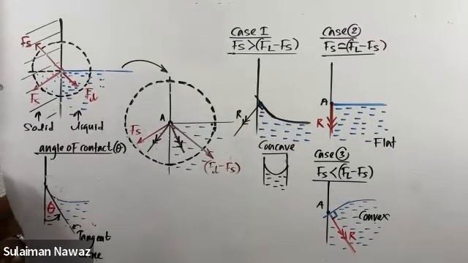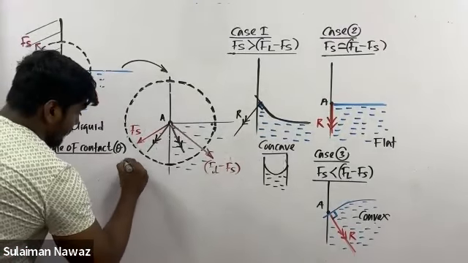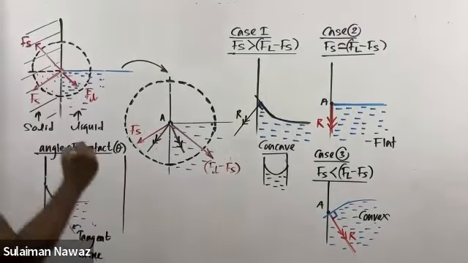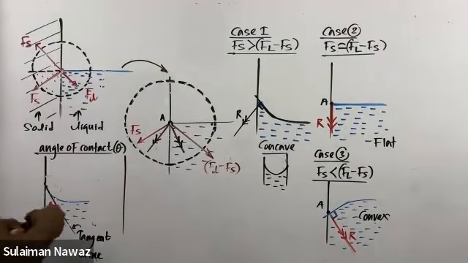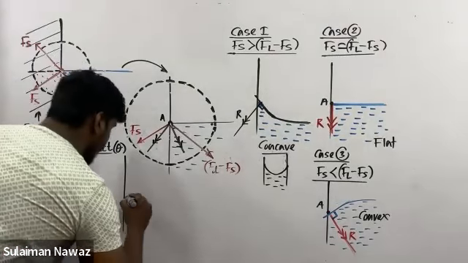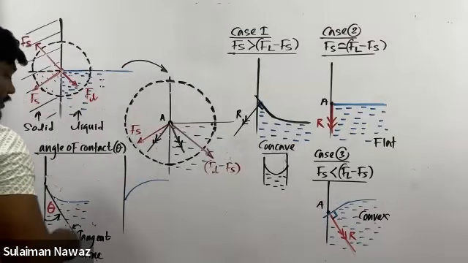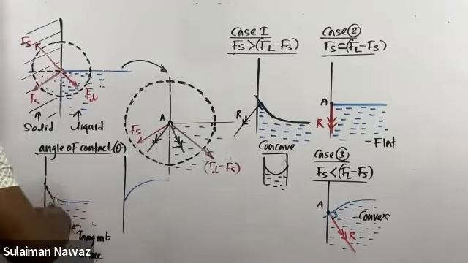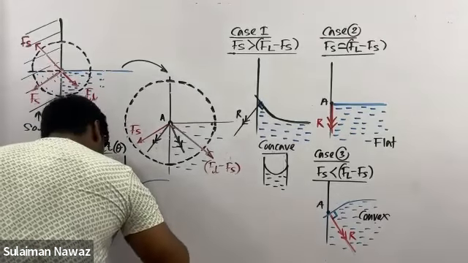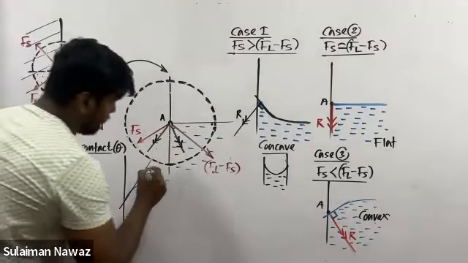Right. So if we find the angle of contact for a convex liquid surface, draw a tangent line for the liquid surface which touches the solid.